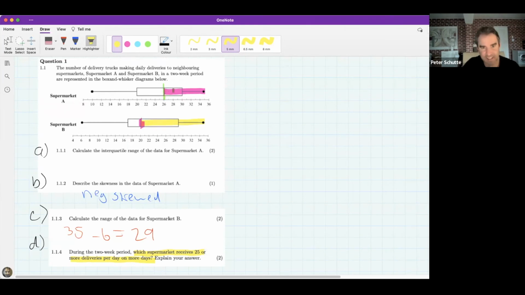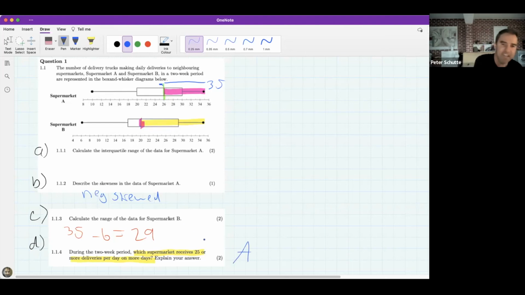So I would say that the answer should be A. Yes, because you can imagine, what's the biggest day? If we look at supermarket A, on one of the days, you get 35 deliveries in a day. But even the top 50% of the data is still going to be above 26. And even some of the bottom 50% is still above 25 deliveries a day. Whereas if I look at supermarket B, it's just lower down here. So the answer will be supermarket A.